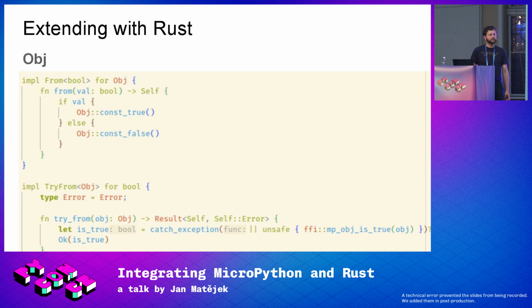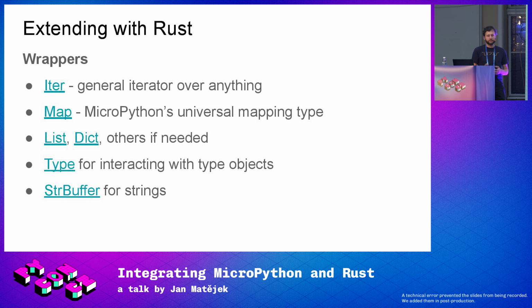For other types, it's more complicated. Most things are still actually objects, so we need some wrapper types. For instance, a Python list does not have a Rust equivalent. It's an object with some methods, so we needed to implement some primitive type.